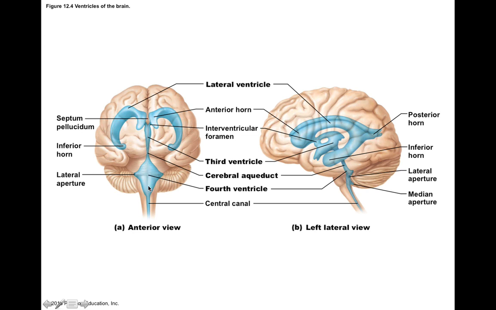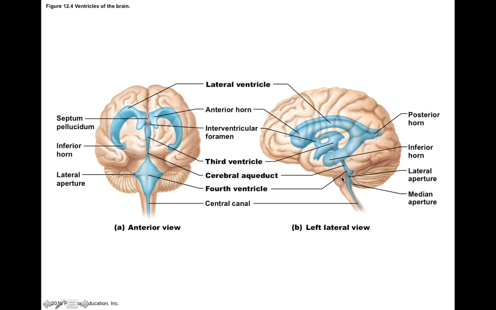Now if you look coming off the fourth ventricle here, we see our central canal, which can continue down the spinal cord, and there's even actually openings on the side, which are called the apertures, that allow for cerebrospinal fluid to exit and surround the outer surface of the brain to provide some additional protective cushioning.